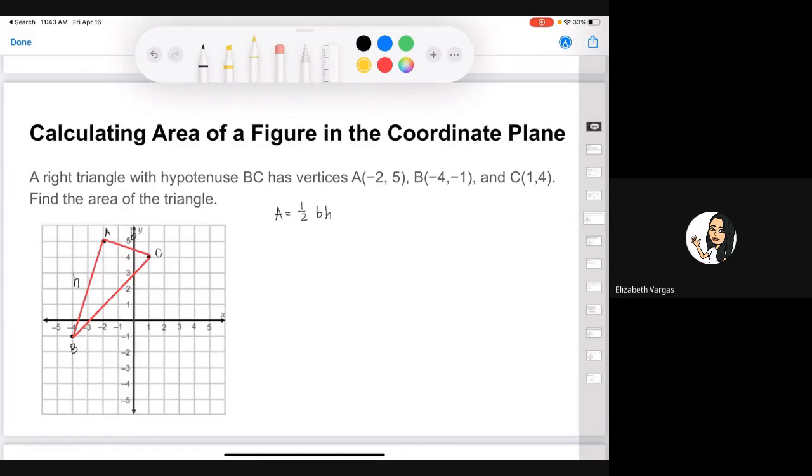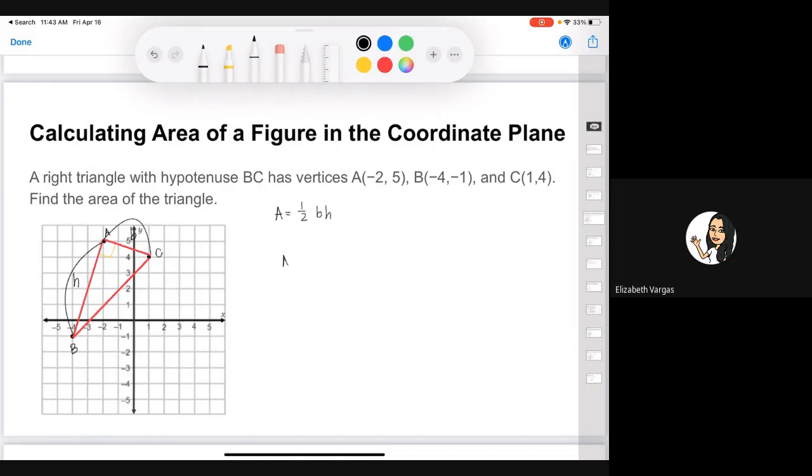My height is where my right angle would be located, which is opposite my hypotenuse. And so basically I can use the distance formula to solve for the length of this, A to B, my base, and the length of this, B to A, my height.